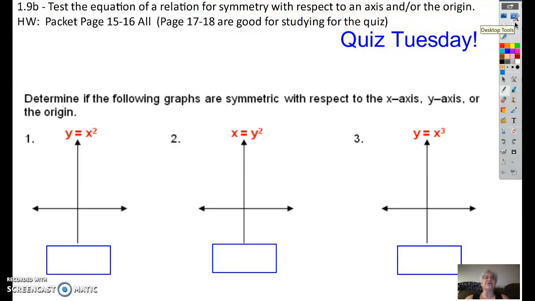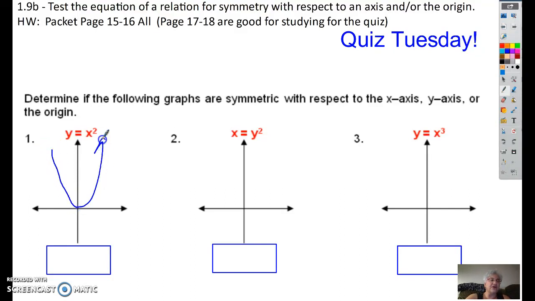Tonight's homework is pages 15 and 16 in the packet, 17 and 18, or if you're done with 15 and 16 in class and need extra practice with the studying. So as we do today's lesson, we're going to be doing symmetry about the x-axis, the y-axis, and the origin. We'll start with our graphs.